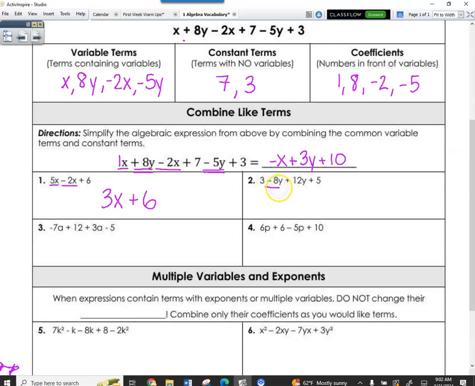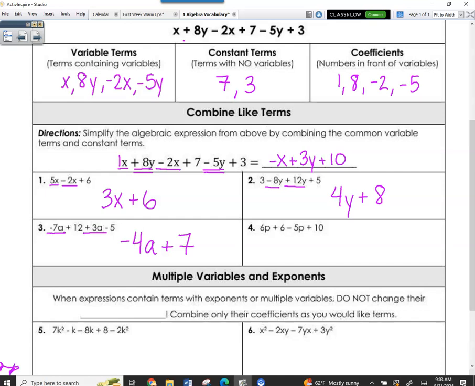This is negative 8y plus 12y. 4y. That would be 4y. It is good practice to write your variables first and your constants last. We're getting into what's called standard form, which matters. So I've got 4y, and then I have positive 3 plus 5 plus 8. Over here, I've got negative 7a plus 3a, negative 4a, and then 12 minus 5. Equals 7.